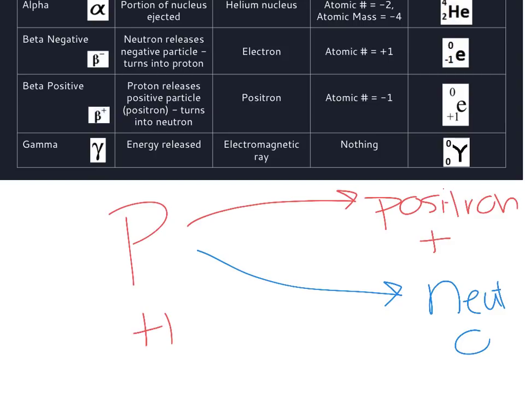So what's neutral with the 0 charge? A neutron. So we release a positron, which is this guy over here, and since we kicked out a positively charged thing, our atomic number is going to go down by 1. But since we're essentially talking about a positive electron here, it has no mass, so the mass number doesn't change at all.